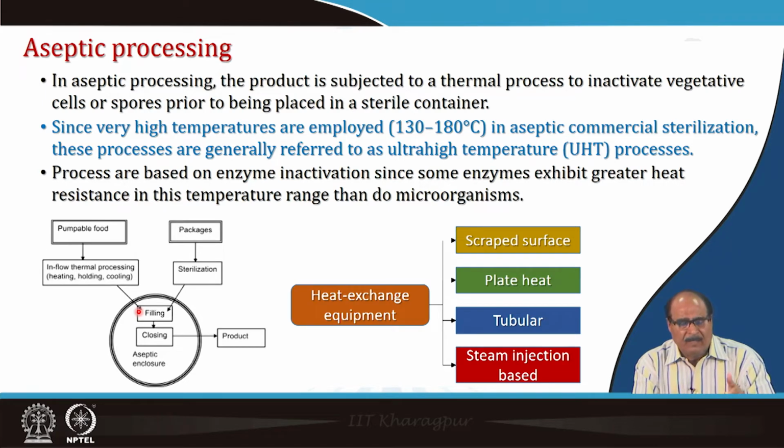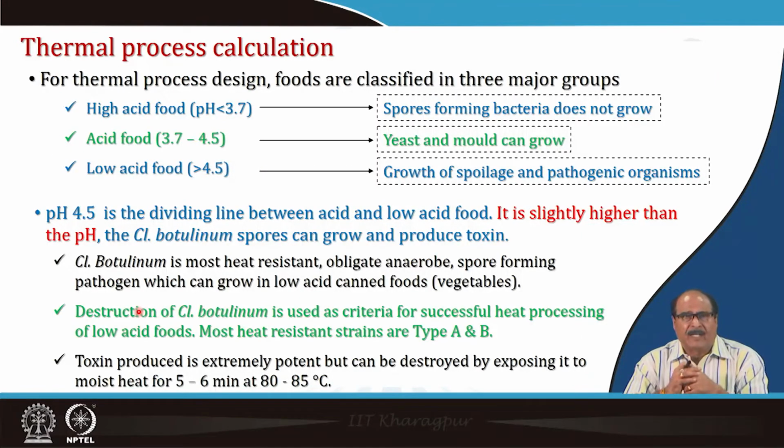For the sterilization of juices, different types of heat exchange equipment such as scraped surface exchangers, plate heat exchangers, tubular heat exchangers or steam injection based heat exchangers are used. We will take up aseptic processing in a separate lecture and discuss the technology in detail. But let me tell you at this time that most of the packets you see in the market with various brands of vegetable juices and fruit juices are produced using aseptic processing and packaging technologies.